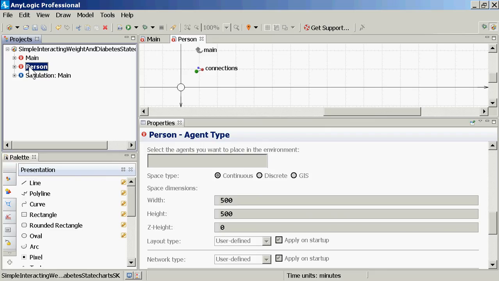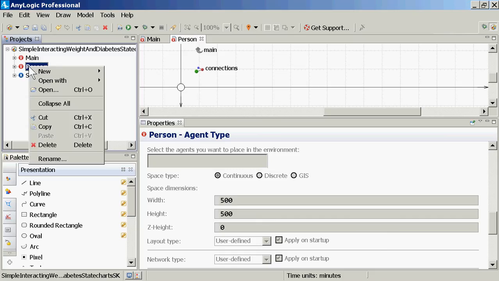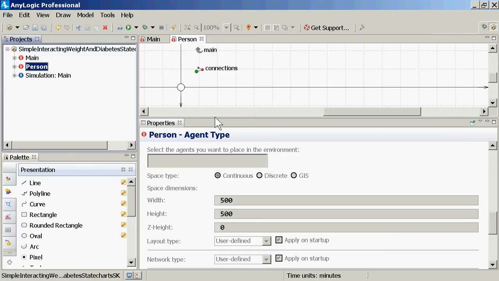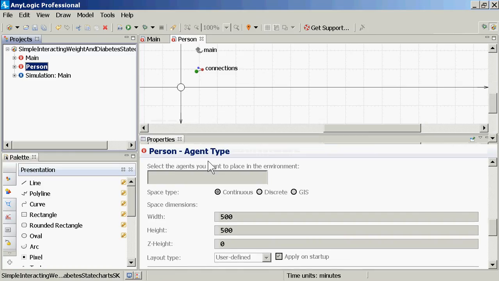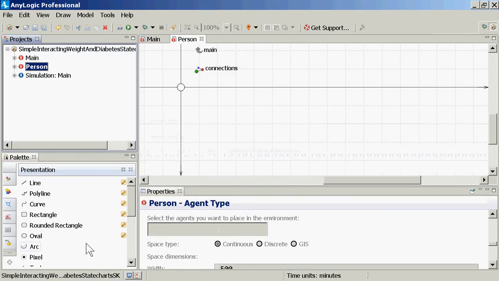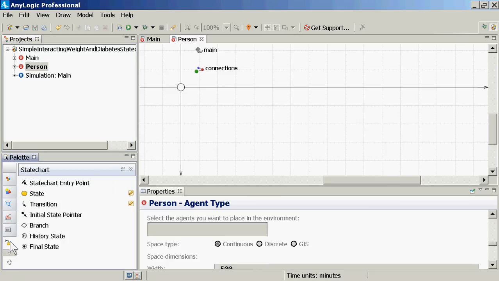Okay, ladies and gentlemen, we now want to go where we have not gone before. In this class, we're going to add a state chart to capture a person's behavior over time. So double click on person here, and we're going to add in a state chart. Where we do this is down here on the left-hand side, in the palette, and we're going to go to state chart here.